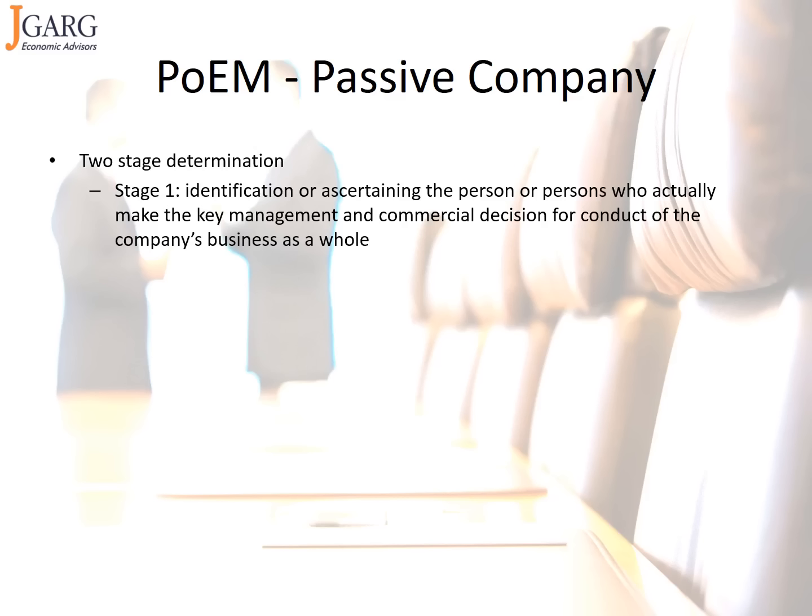And so the start would be who all persons, who all key management people are involved in taking the company's decision as a whole, and then where those managerial persons are located. So determination of place where these decisions are in fact being made is very important.